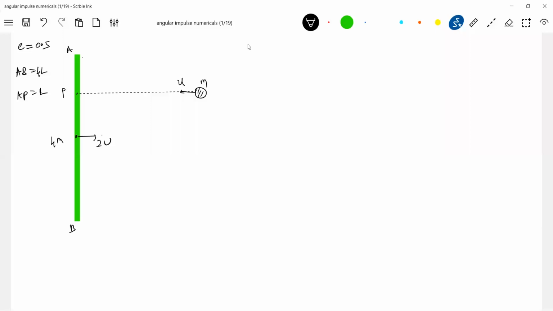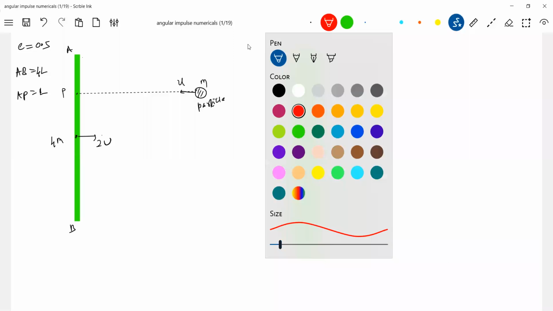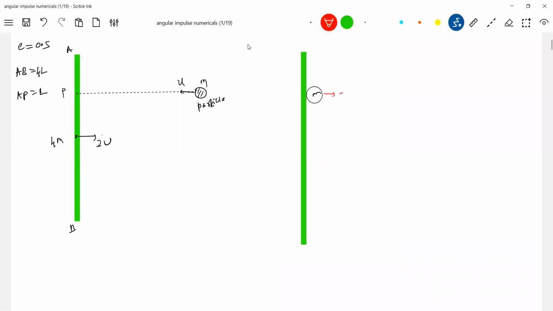A moving rod can also be sent towards a particle. This is a particle, and the whole system lies on a smooth horizontal surface. During collision, what conditions will arise? The particle will be in contact with the rod, so an impulse will act here, and an impulse will also act on this.